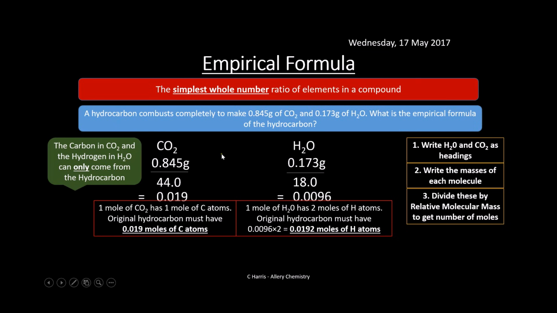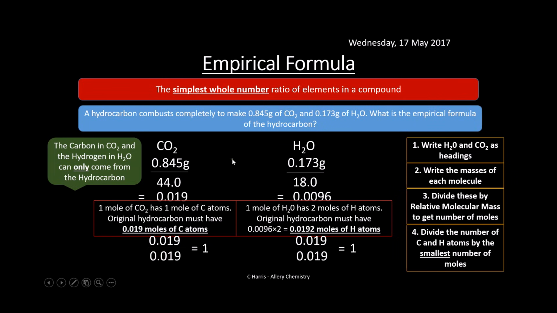Okay, so the carbon in carbon dioxide and the hydrogen in water can only come from the hydrocarbon. That's the only place where it could have come from, and that's how we can make this assumption here. So then once we've done that, we take the number of moles of our substance, and all we do is divide by the smallest number. So we're taking these moles here, divided by the smallest number. Both of them are a 1-to-1 ratio. So the empirical formula in this case is just CH.